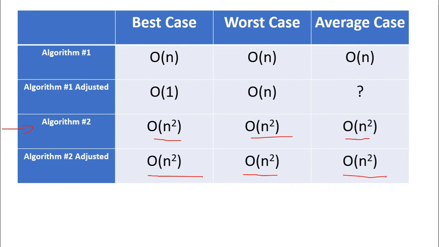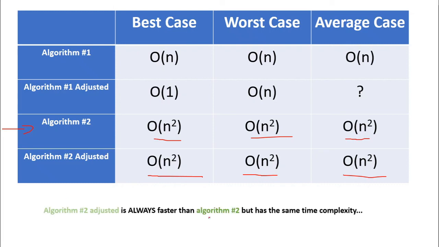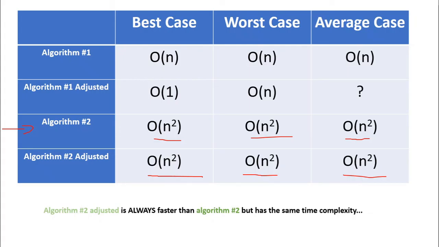So the thing I want you to recognize here is algorithm two is always going to be faster than algorithm one, just by the nature of what it is, right? We don't have to do all of those extra sums. But its time complexity is always the same. And so can time complexity be a measure of how fast or slow an algorithm is? Not exactly, because algorithm two adjusted has the exact same time complexity as algorithm two, but runs faster every single time. So that's the conclusion I want us to make: time complexity is a measure of scalability. It is not directly a measure of how fast or slow an algorithm is.